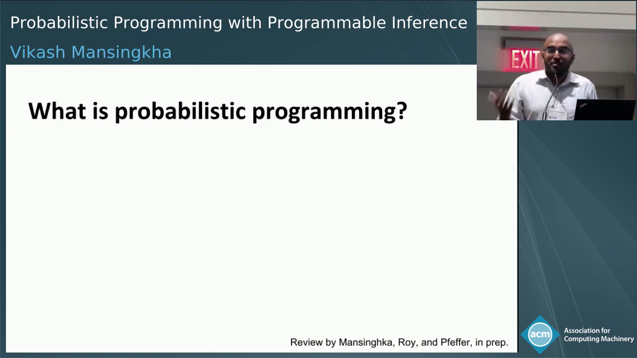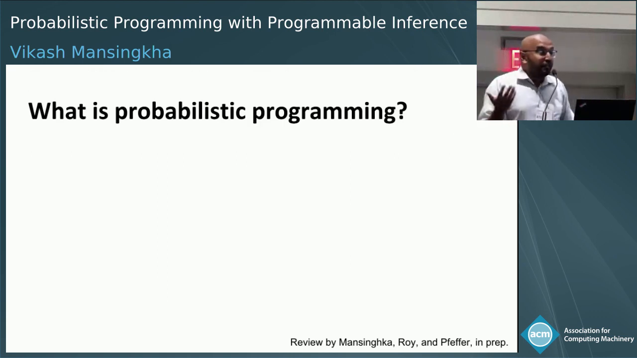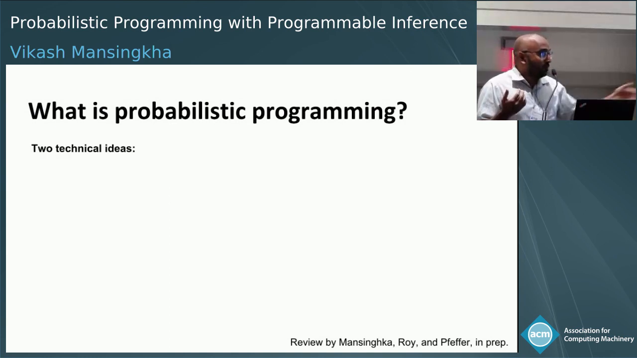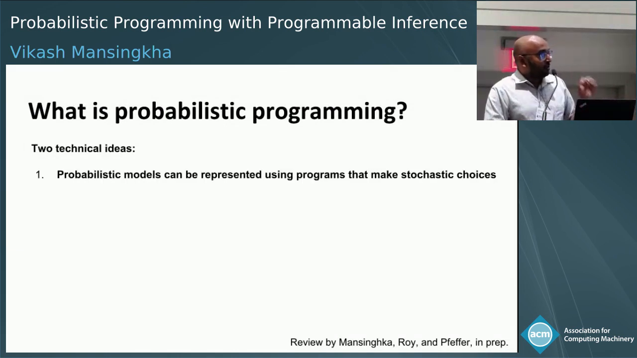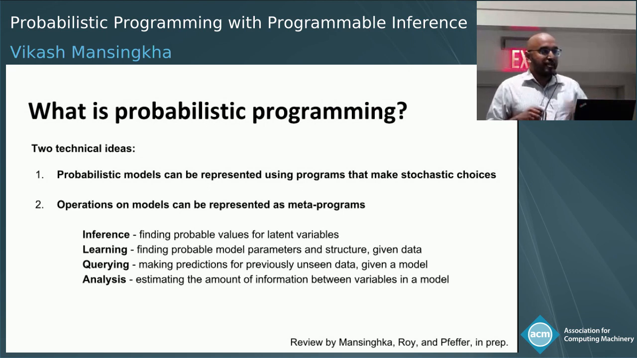Okay, now, what's probabilistic programming? Well, the emerging field of probabilistic programming, we're arguing in an upcoming review, is really grounded in two technical ideas. One, that we're going to represent probabilistic models using executable code, specifically code that makes stochastic choices for each latent variable in the model. And we've seen some examples of that. But two, we're going to represent operations on models using metaprograms. Programs that take models as input, or maybe models represented as programs as input, or maybe produce them as output, or both.